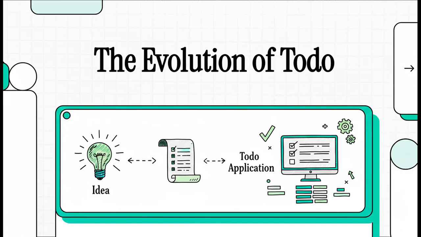All right, today we're going to watch a simple to-do app get built from scratch. But here's the twist. Instead of the usual messy, chaotic process we're all familiar with, we're going to follow a super structured, almost recipe-like approach. The goal? To see how this can turn a simple idea into really clean, functional code.